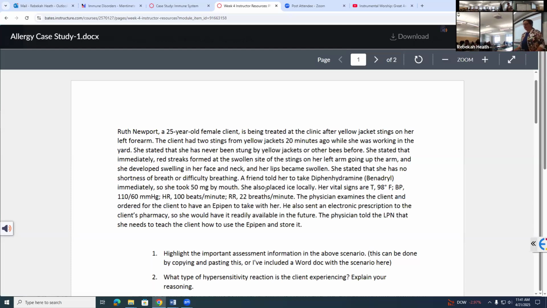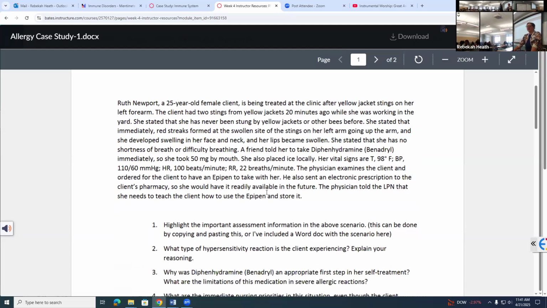So do them all. First thing, a little bit of test-taking strategy, information gathering: you're going to highlight the important assessment information. I didn't give you a link to the Word document, but just go through and highlight or circle the important pieces. Before you start, make sure you're collaborating as a group.